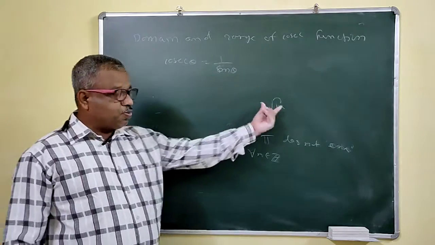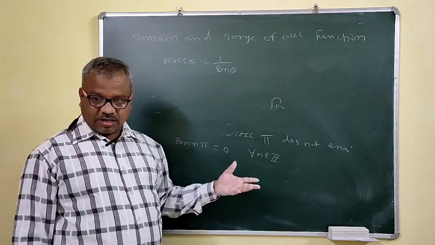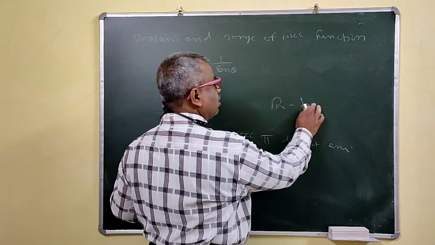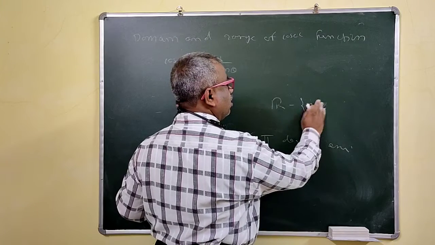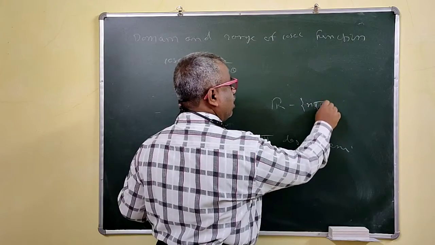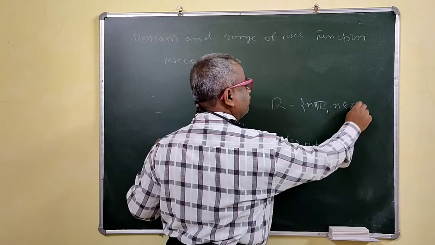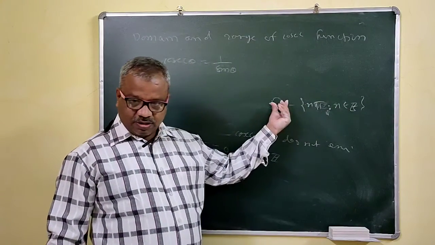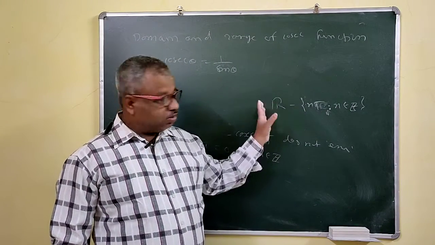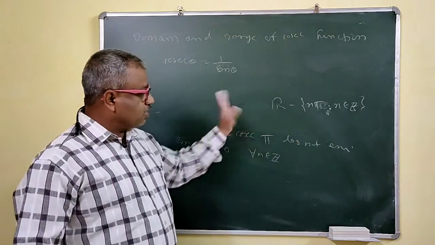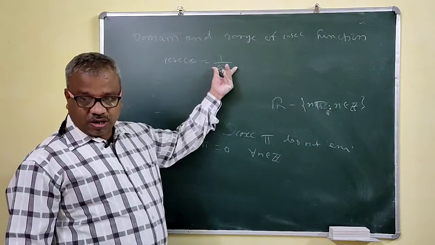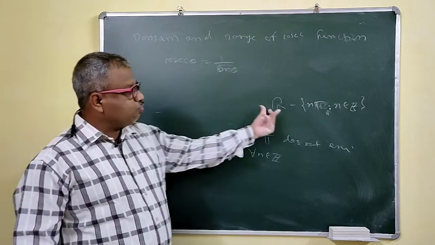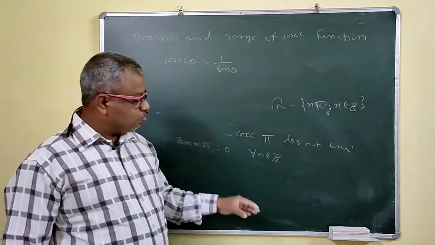So n pi you have to remove from this set R, and whatever the set remains, that will be your domain, right? And other than this, n pi where n belongs to Z, if you consider this set and remove all these points from the set of real numbers, this is the set. And the rest of the points, the cosec points, sin theta will not be 0. That means 1 upon a non-zero number will exist, and it will be your domain.